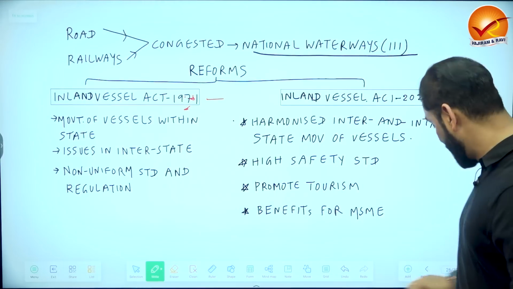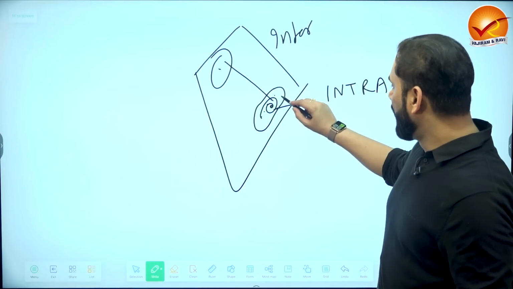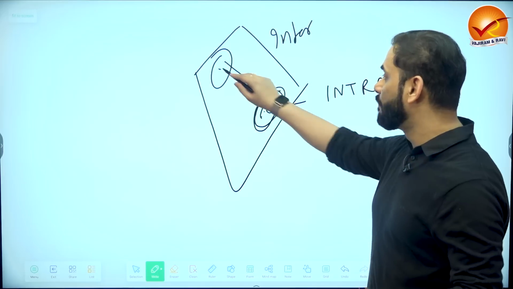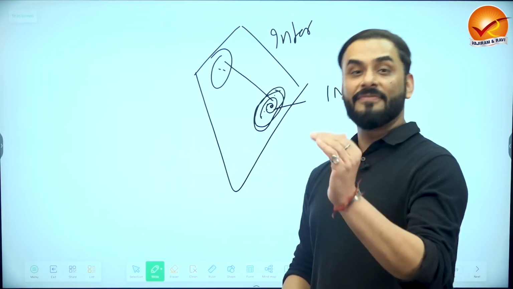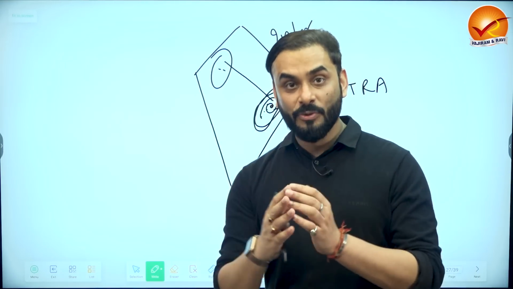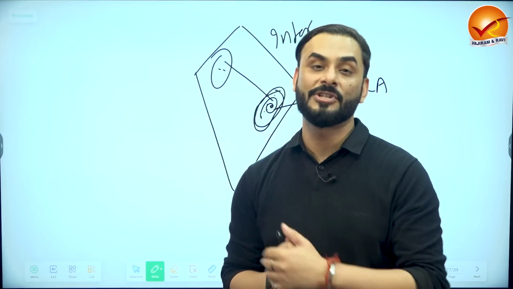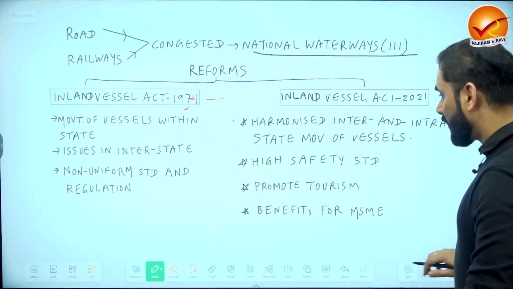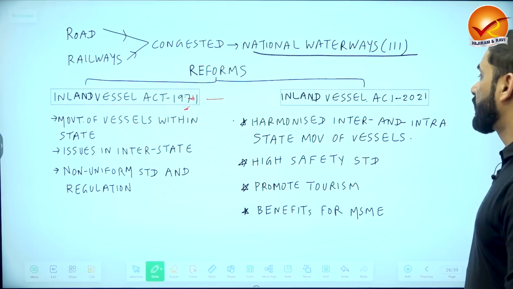What does it talk about? This Inland Vessel Act 2021 talks about two things. One, intra-state movement of ship, which means movement of ship within a state, and movement of ship between states. Second, it also talks about safety measures. Whenever a ship is moving, what should be the minimum number of people who should be there, what should be the safety measures. It also talks about promoting tourism. So these are some of the things that have been mentioned in this Inland Vessel Act 2021.